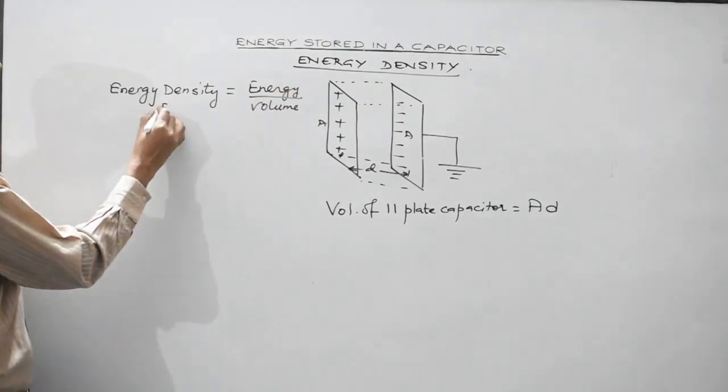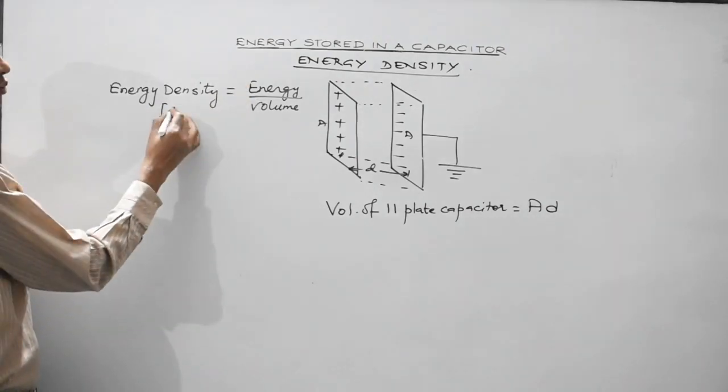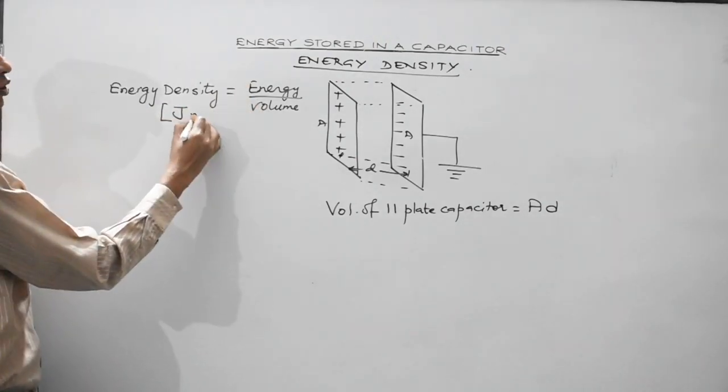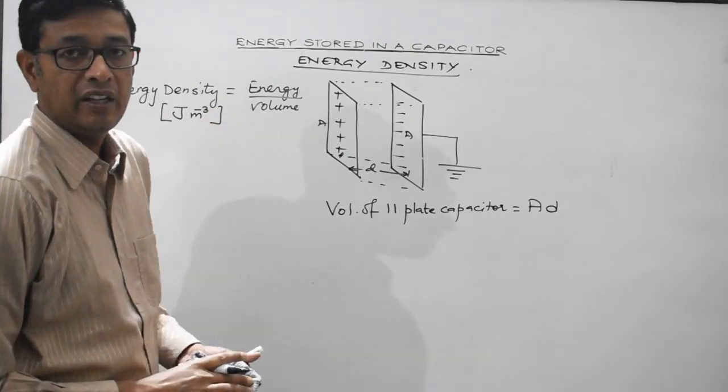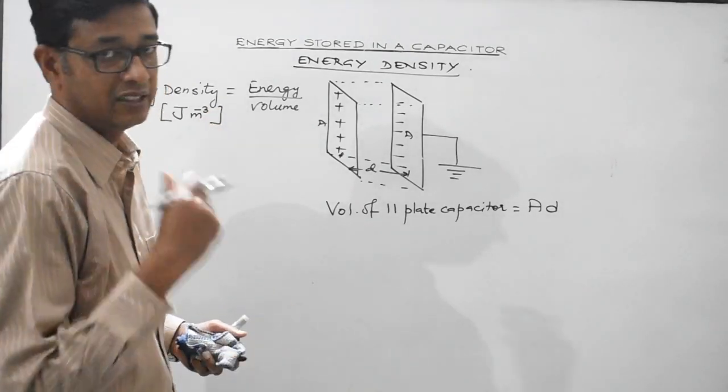So what will be the SI unit of energy density? Energy per unit volume. So energy is joule and volume is meter cube. So its SI unit would be joule per meter cube. This is the SI unit of energy density.